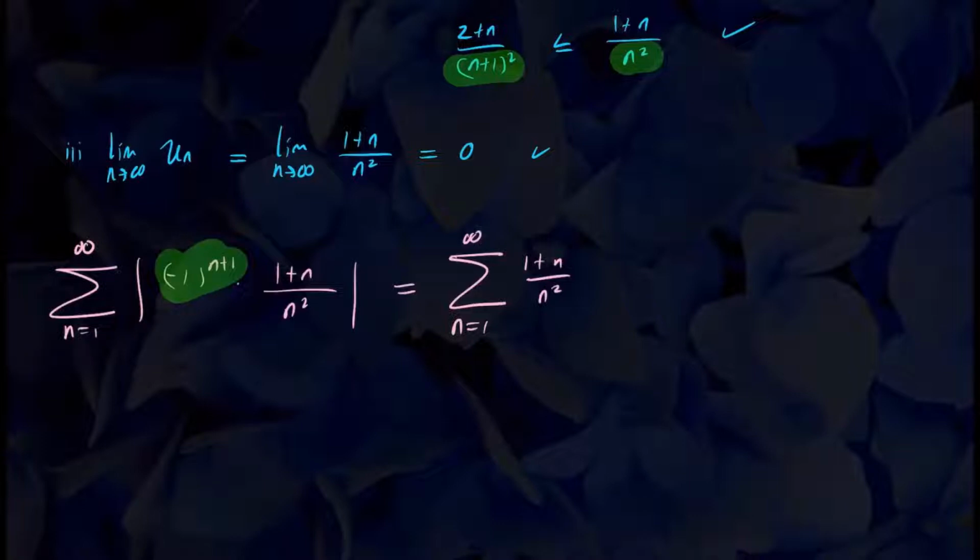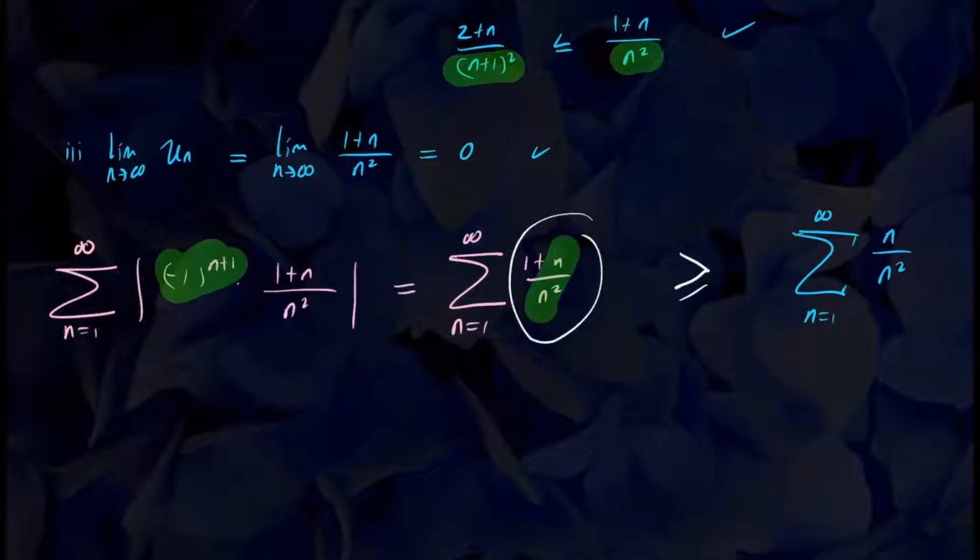I'm going to go with comparison. So it looks like I can just create another series by looking at the leading term from the numerator and the denominator. So this is going to be the series I create with the leading terms from the numerator and denominator, n over n squared. Now, which way will the inequality go? Well, the inequality will go this way. So this is definitely greater than what I came up with, n over n squared.